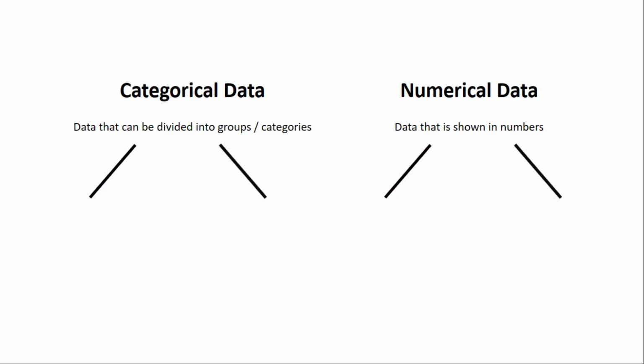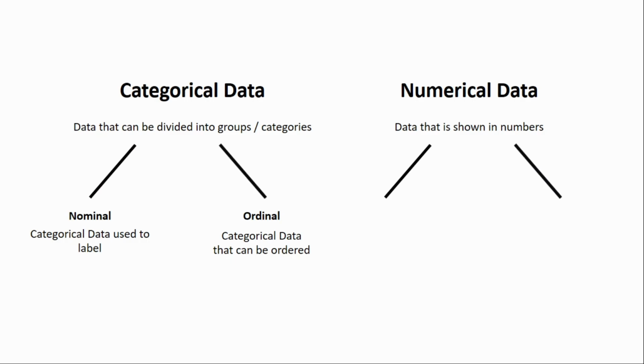Let's have a look at our second goal for today, categorical and numerical data. So as the name suggests, categorical data is data that can be divided into groups or categories, whilst numerical data is data that is shown in numbers. These two can be further broken down into two smaller groups, and categorical can be divided into nominal or ordinal data. So you will have to tell me that it's categorical data and then tell me if it's nominal or ordinal.